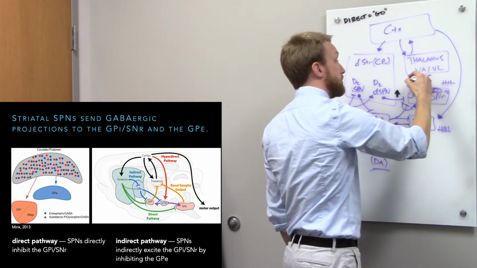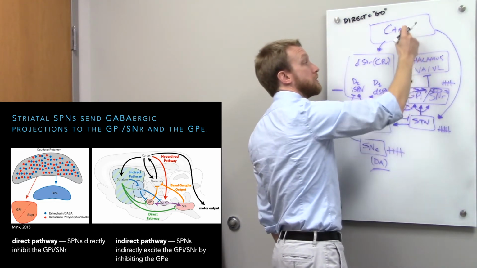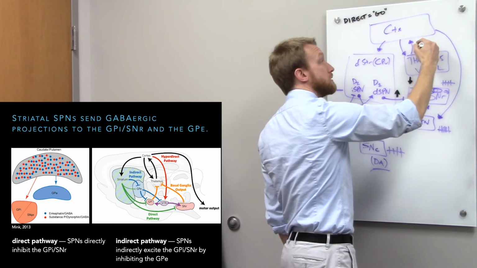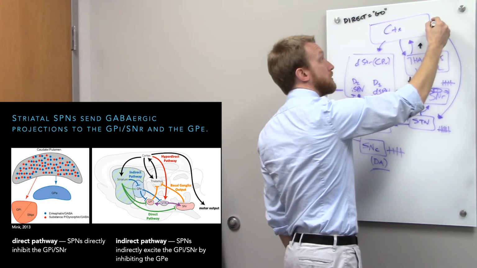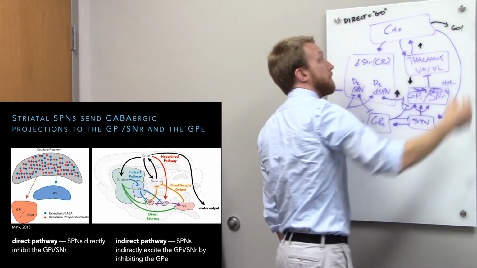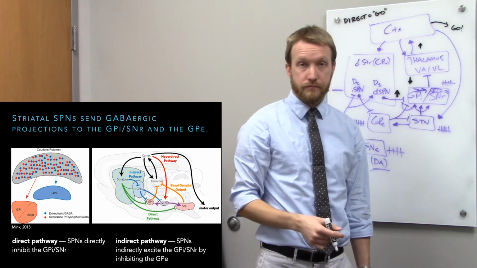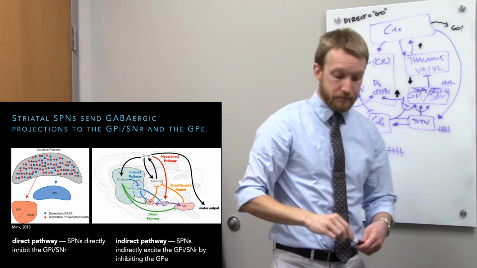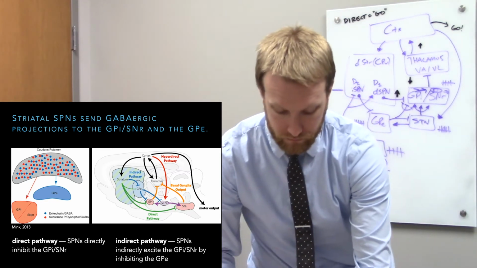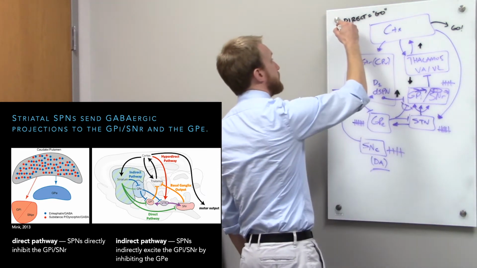That decreased inhibition from the direct pathway allows for excitatory feedback from the thalamus. Thus the corticospinal tract is active and we do stuff. So for the direct pathway, go. The indirect pathway is a little longer, but we'll get there.